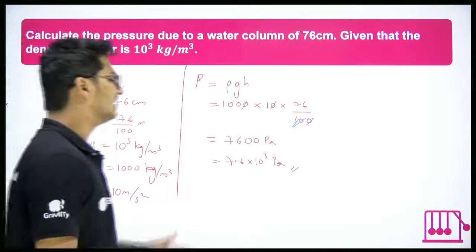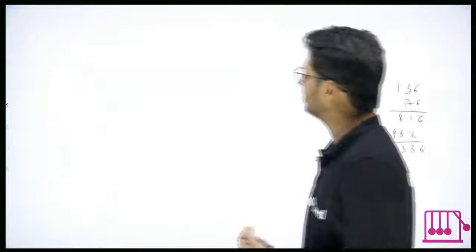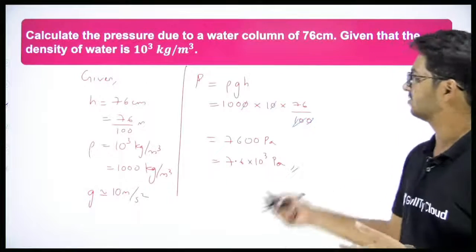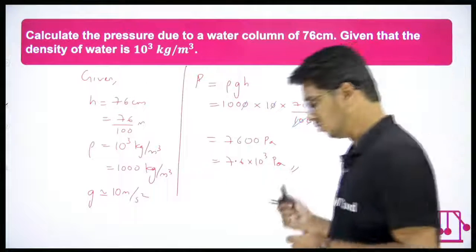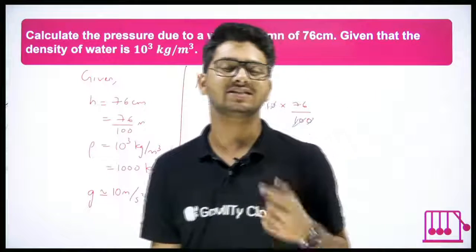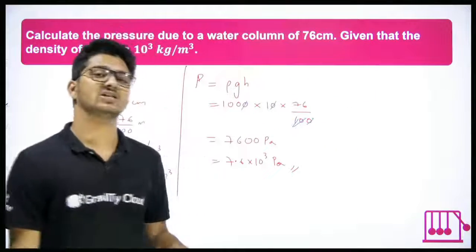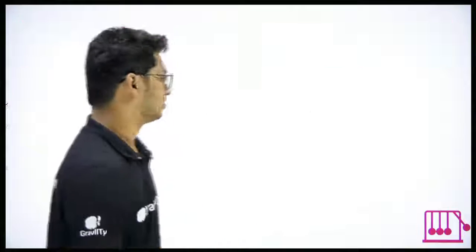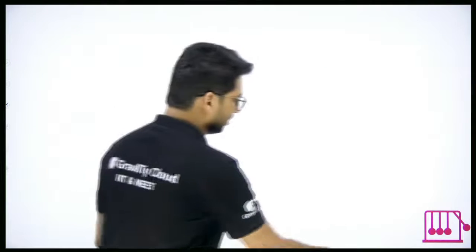Right? And you can clearly see the difference between this answer and this answer. This is in the case of mercury and this is in the case of water. Same height, same column, but different pressures due to different densities. Okay, so that's it everyone. That's it for today. We have learned about pressure due to a liquid at a particular depth. Right, okay, so thank you. Thanks a lot.